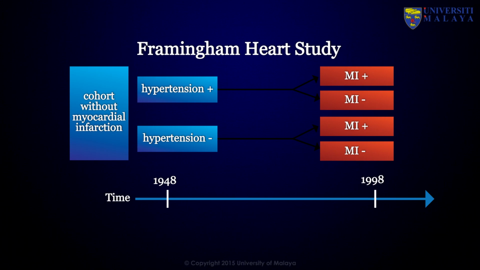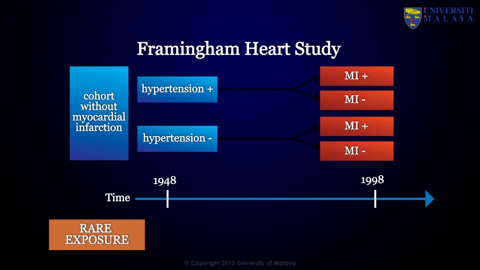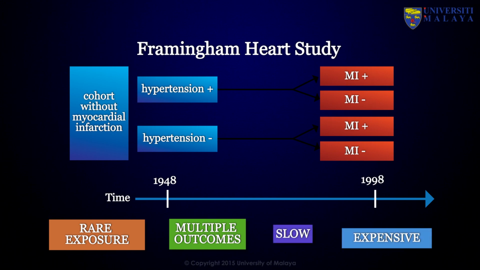MI. Since cohort studies start with disease-free population, it is suitable to study rare exposure and it is possible to study multiple outcomes. However, since this study involves follow-up, it usually takes longer time to complete and is expensive.